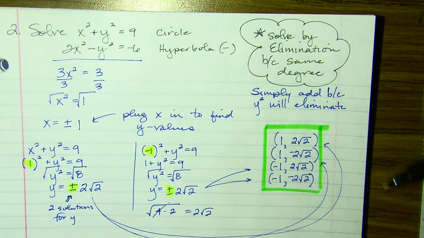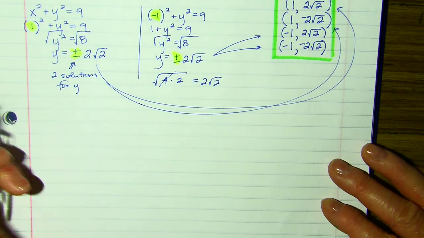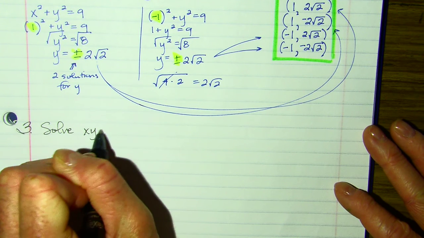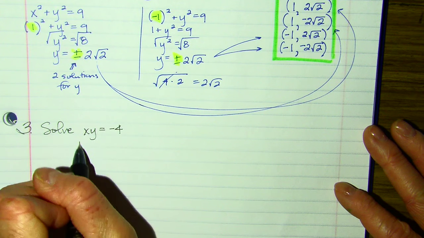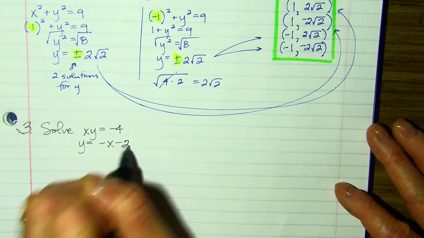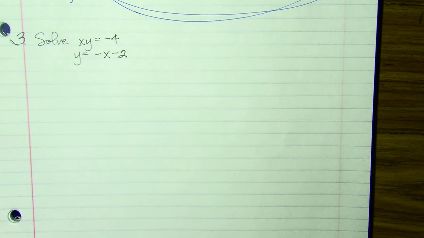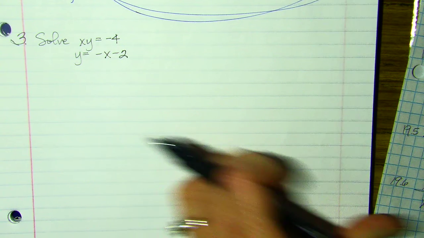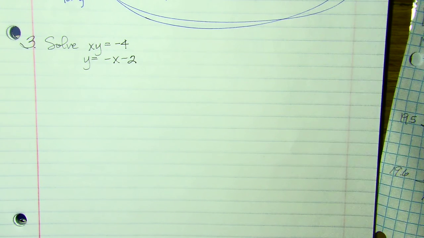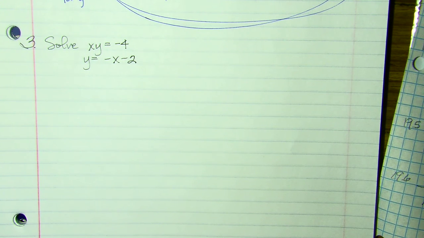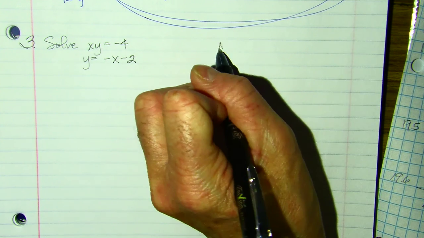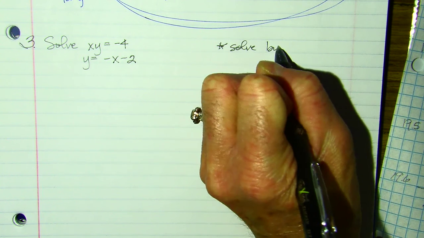intersection. All right, we're going to do one more so that you are confident in solving these. So number 3, solve x times y equals negative 4 and y equals negative x minus 2. Now I'm giving you lots of possibilities because I want you to be confident. So for this one, let's talk about whether I would do elimination or substitution. I can't do elimination because these are being multiplied. So the easiest way here would be to solve by substitution.